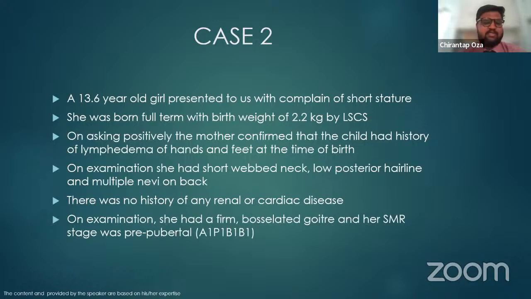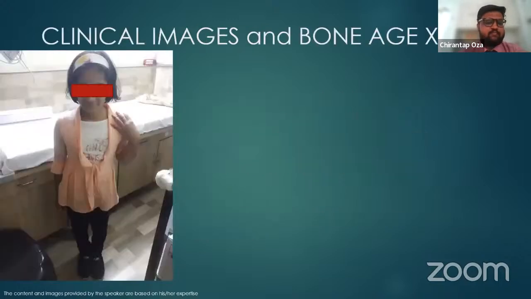On examination, she had a firm bossellated goiter in the neck, and her SMR staging was A1, P1, B1, which is Tanner stage 1, that is prepubertal. Now, these are the images of the child.